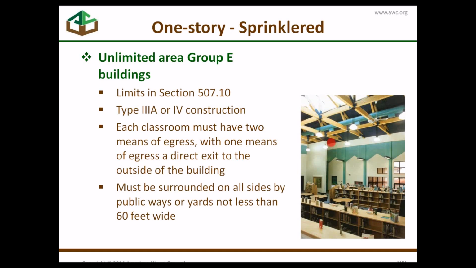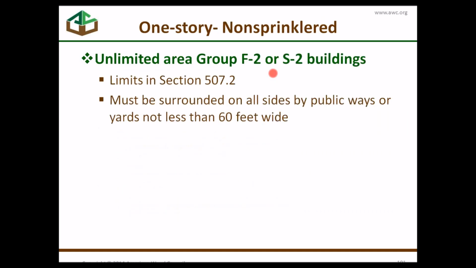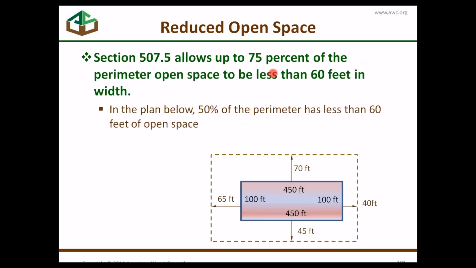Even for schools, you can have an unlimited area school building, even wood frame, Type 3A or 4. The conditions are found in 507.10. Each classroom has to have 2 means of egress, one directly to the exterior. You've got 60 feet all the way around the building, and so forth. If you're making something non-combustible, manufacturing or storage can be unlimited in area even without sprinklers, any construction type.